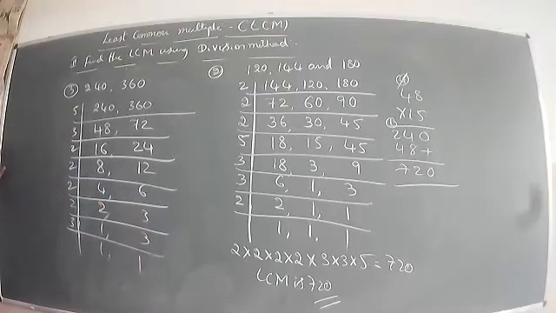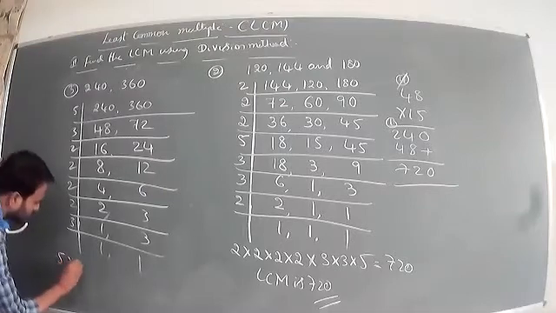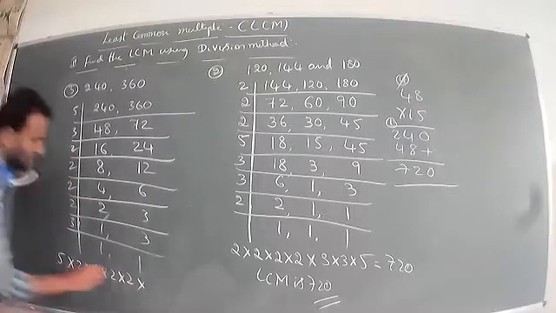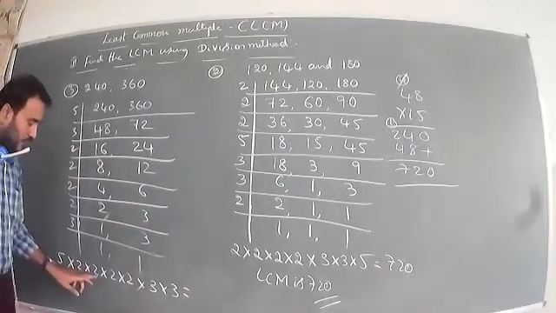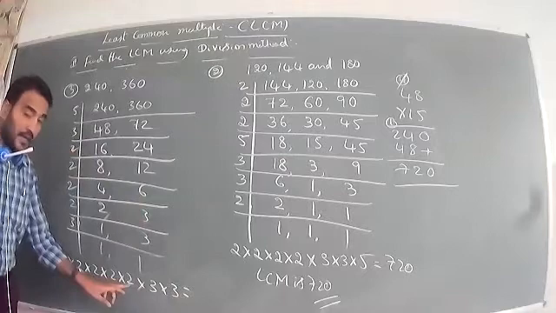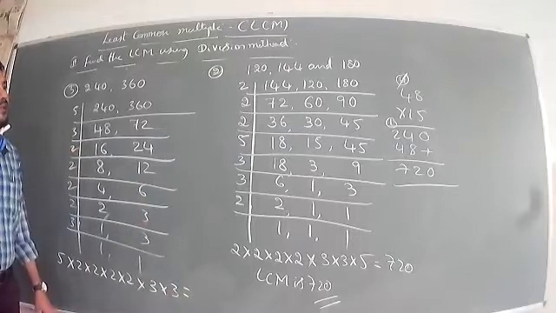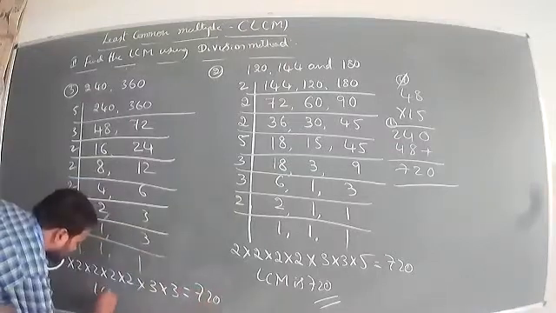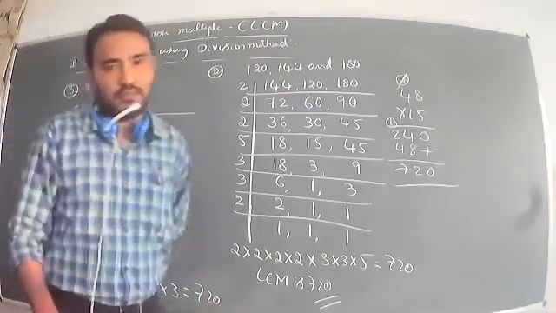Okay, now take the numbers 1 2 3 4. Okay, 2 into 2 into 2 into 2. Next 3 into 3, 3 into 3, multiply. Here I get the answer. 5 2s are 10, 10 2s are 20, 20 2s are 40, 40 2s are 80, 80 9s are 720. Yes, 720. LCM is 720. So this is the answer.